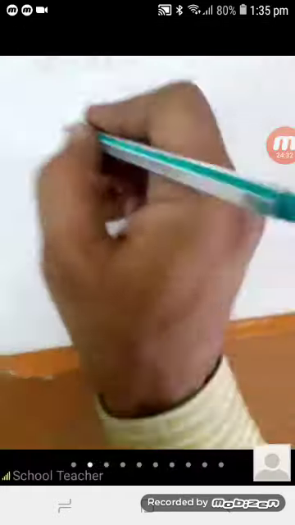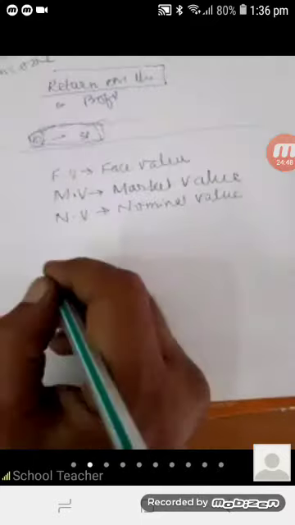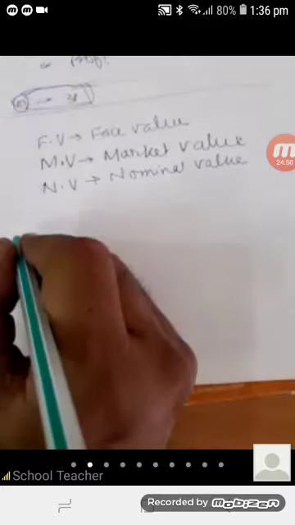I am writing on the board. Can you see me writing? Yes, sir. Can you see? Can you see this one? Yes, sir. Can you see what I am writing? Yes, sir.